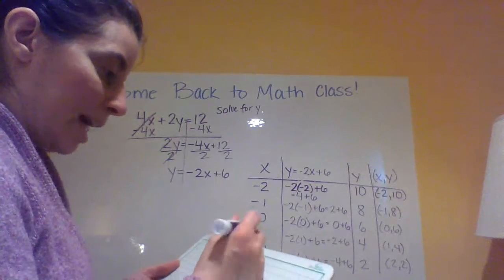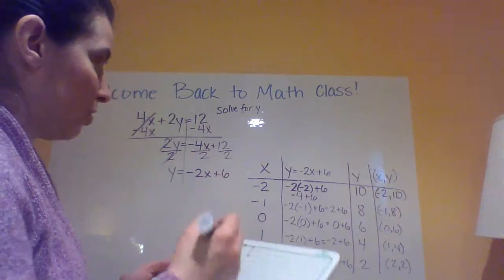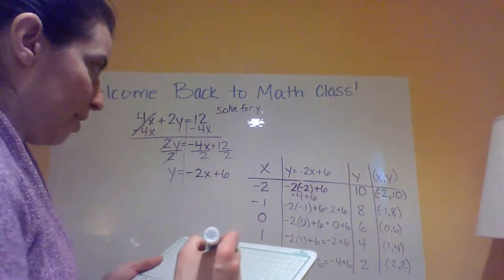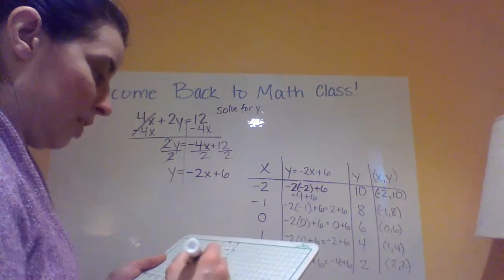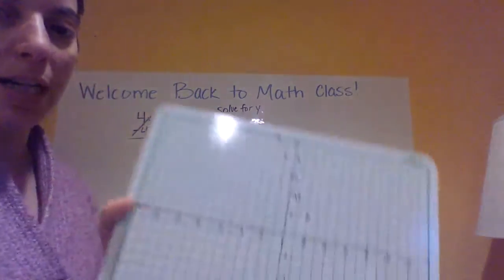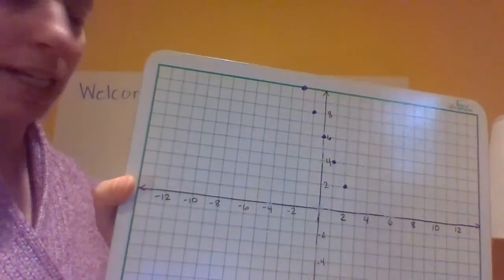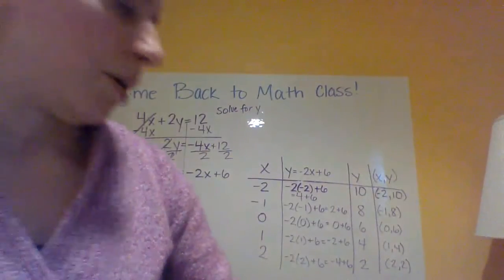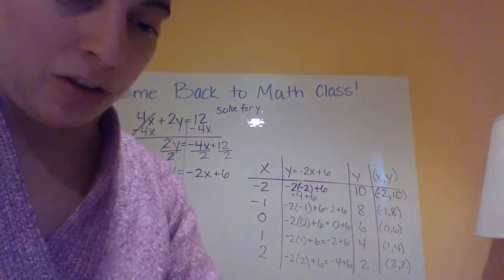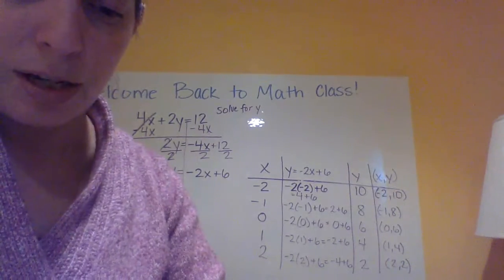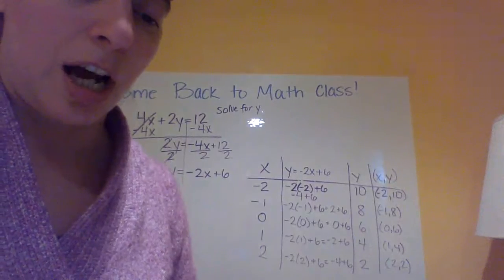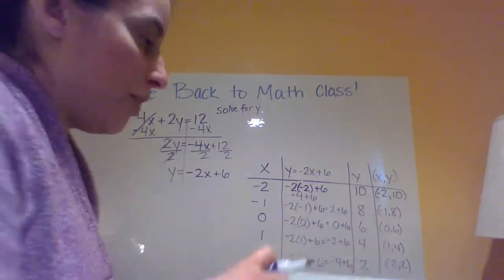Okay, so I hope by the time you're back here, you've done this graph that we had up here. So we have negative 2, 10, negative 1, 8, 0, 6, 1, 4, 2, 2. Again, you can see that my dots are making a straight line here. So I can use my ruler or some kind of straight edge to make a straight line. Put arrows on the ends. And then we label it.